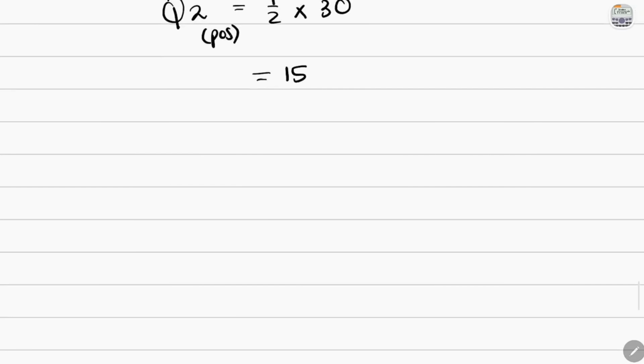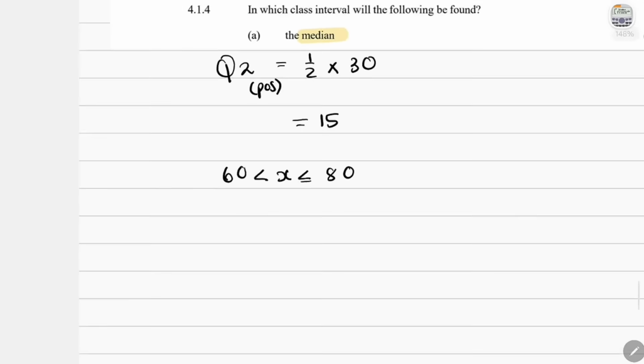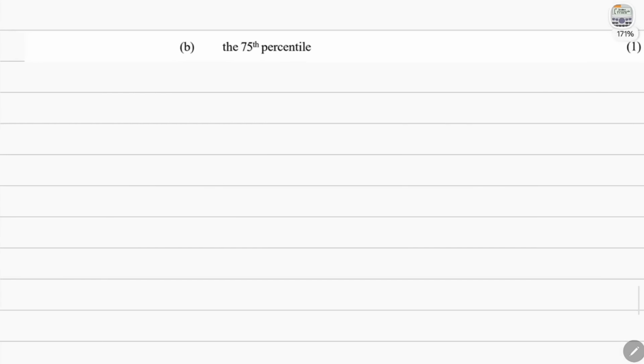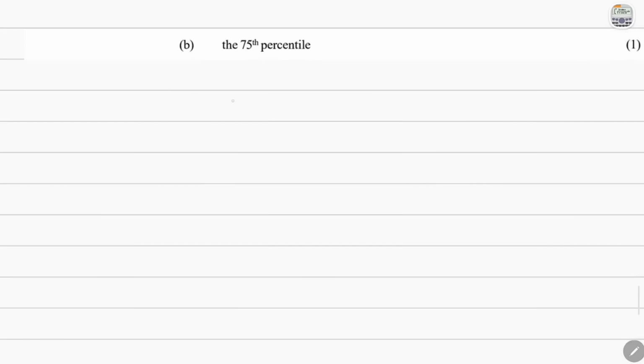So we'll just tell them this is where x is greater than 60, but less than or equal to 80. And that is our answer. Moving on to the next question. The next question says the 75th percentile.